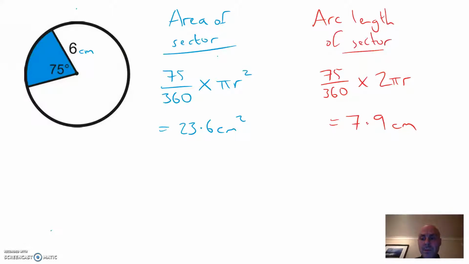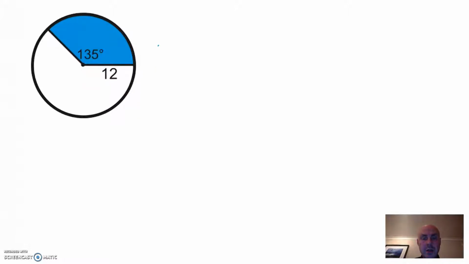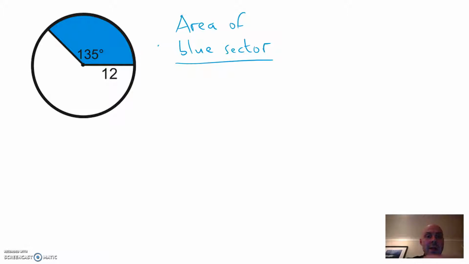Okay, let's try one more. Right, this time, using exactly the same method we have done so far, what I'd like you to do is calculate the area of the blue sector. But calculate the arc length of the white sector.